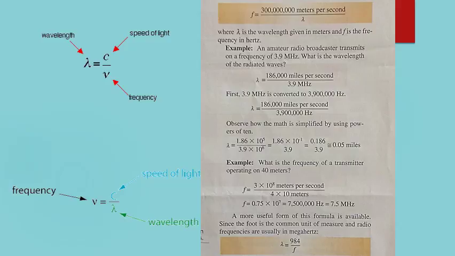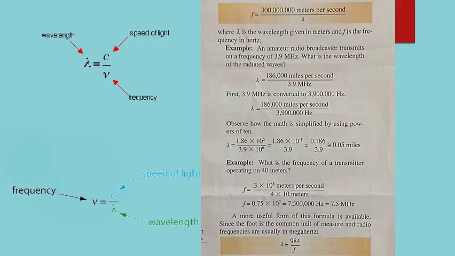For example, an amateur radio broadcaster transmits a frequency of 3.9 megahertz. What is the wavelength of the radiated waves? In this case, the wavelength equals 186,000 miles per second divided by 3.9 megahertz. First, we convert 3.9 megahertz to 3,900,000 hertz into single units. Then we proceed to divide 186,000 miles per second by 3,900,000 hertz.